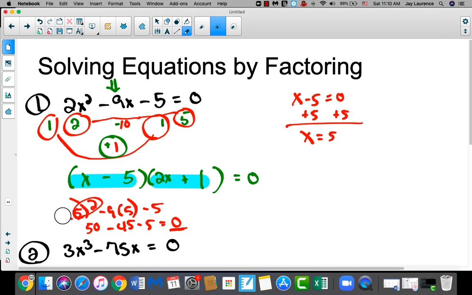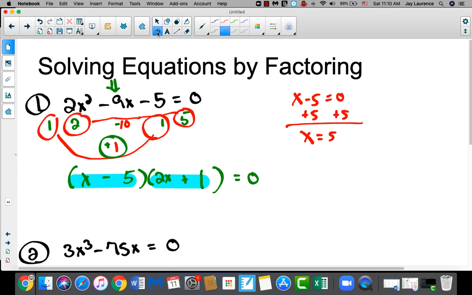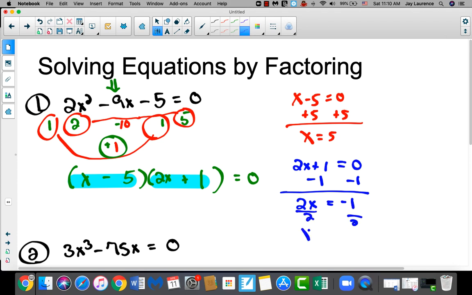All right. Now, that's not the only possible solution, though. There's another possible solution, and I find it the same way. I set the other factor, the 2x plus 1, equal to 0. So let me go 2x plus 1 equal to 0. I'll solve it for x using my algebra equation solving skills. And I will get negative 1. Then I'll divide by 2. So x is going to equal negative 1/2.